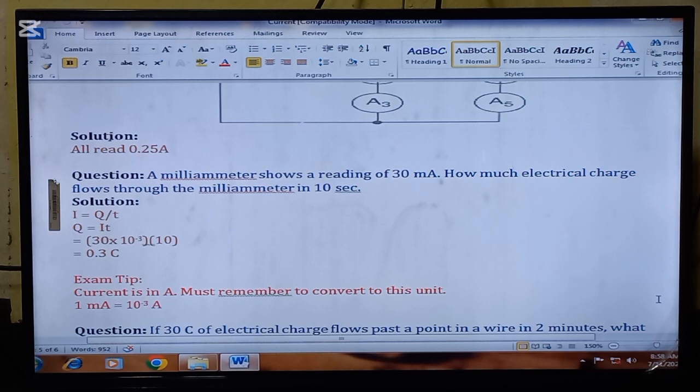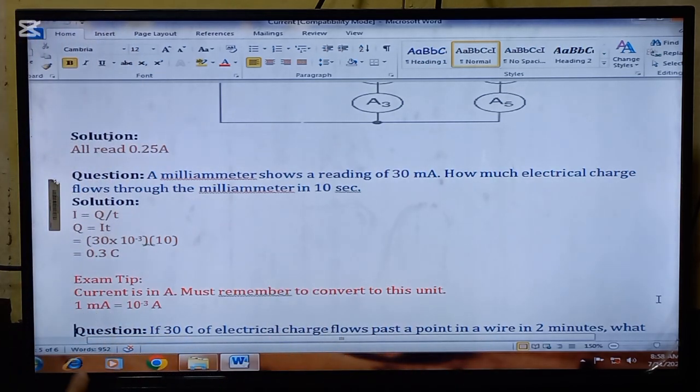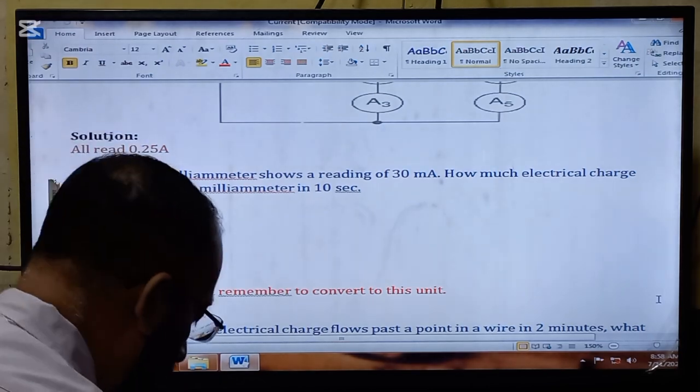Here is an exam tip for you students. Current is in ampere. Must remember to convert to this unit. This is very important. And 1 milliampere is equal to 10 raised to power minus 3 amperes.